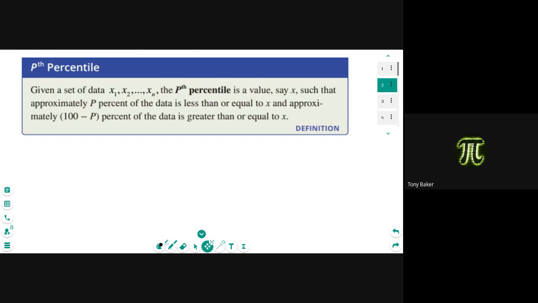So if you've ever taken the SATs and you looked at your scores, it tells you what percentile you were in based on math, English, and your overall score. That'd be the percentage of students you did better than. So if you were in the 80th percentile, you did better than 80% of the students that took the test. That's what percentile means.